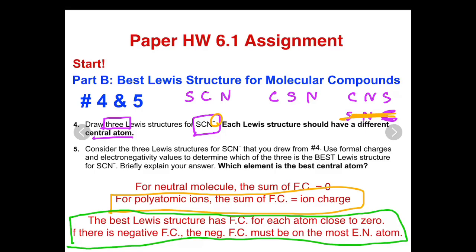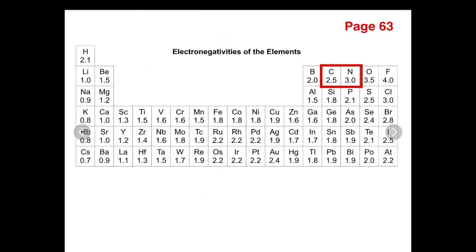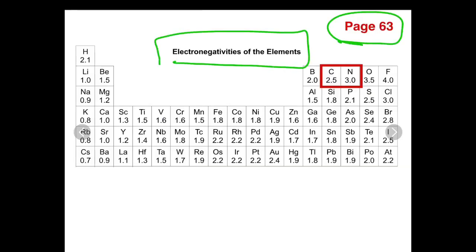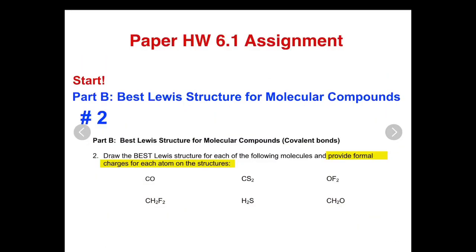And if you end up with a formal charge that is negative, not 0, you are going to put the negative formal charge on the most electronegative atom. Okay, so you can see the list of these on page 63. You can see the values of the electronegativity on page 63 to help you compare. Okay, so that's it. So that means questions number 4 and 5 will help you understand why we put a certain element as the central atom. Okay, so this just helps you understand that better.